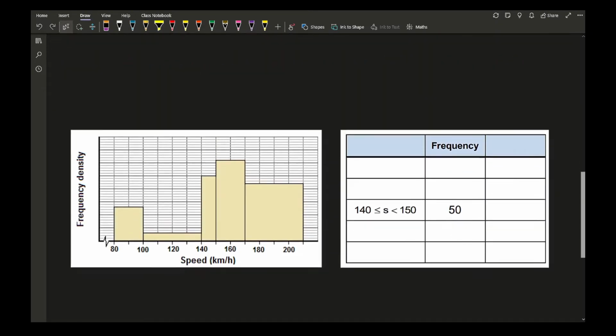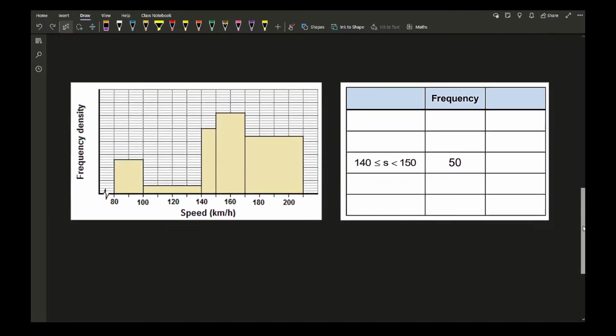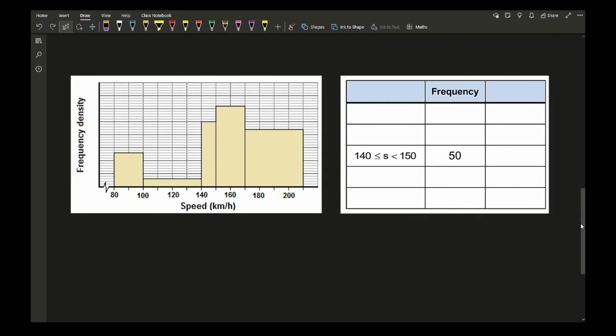So this one's very similar, but here we've got quite a few things that are missing, and it's important that we establish what it is that we've got. Now, one of the key differences with this is the fact that for our frequency density, there's no numbers along that column, so I'm going to have to work with that. But again, the first thing I need to do is label the headings in my table.